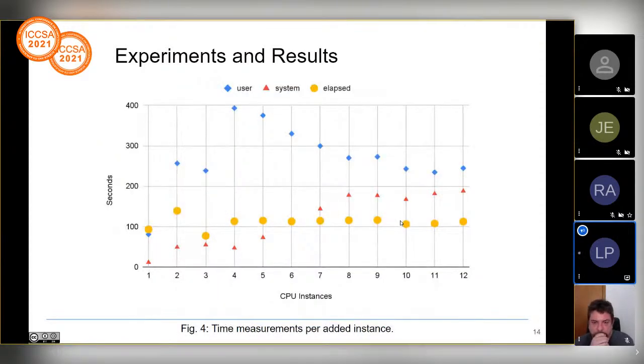This is the overview of time usage on the root node per added CPU instance. We can see that the user metric and the system metric tend towards each other at 200 seconds as we add instances. We reason that this is due to the computation versus communication limit in our implementation.